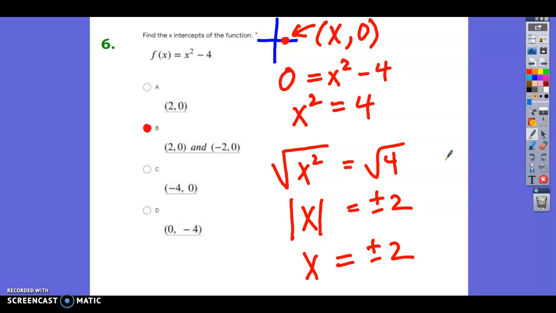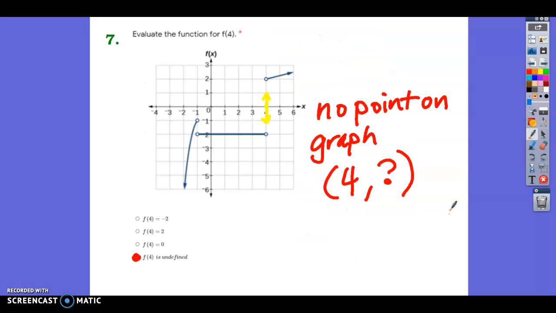Number 6, find the x-intercepts of the function. So when you're asked to find the x-intercepts, that is where y is 0. So we're plugging in 0 for y and seeing what we get for x. And that ends up being 2 and -2. And feel free to pause and take a look at the work and ask me questions in class.